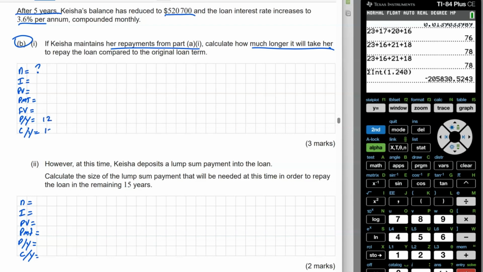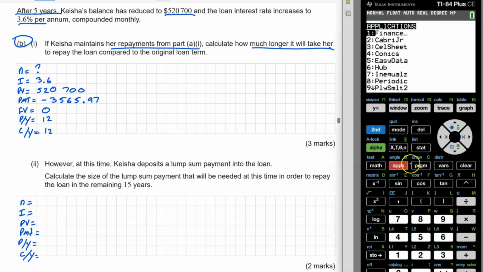The PY is still compounding monthly. The interest rate is now at 3.6%. We've got 520,700 on this loan. The repayments are going to be 3,565.97. The future value is still 0 because we still want to repay the loan. And we're going to see how that goes.